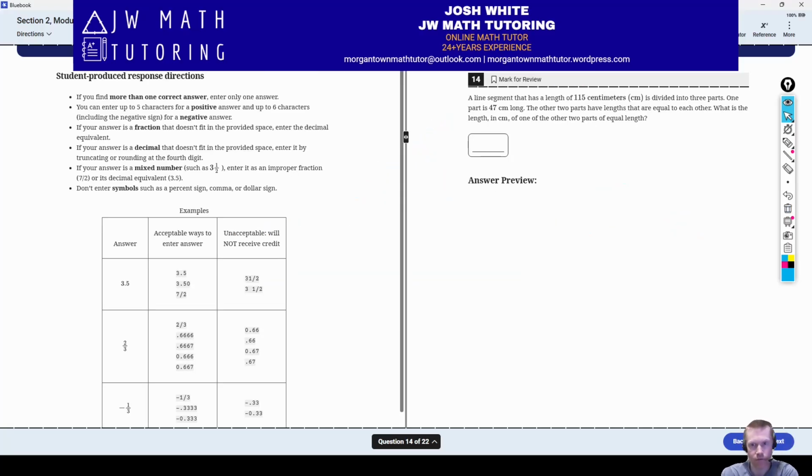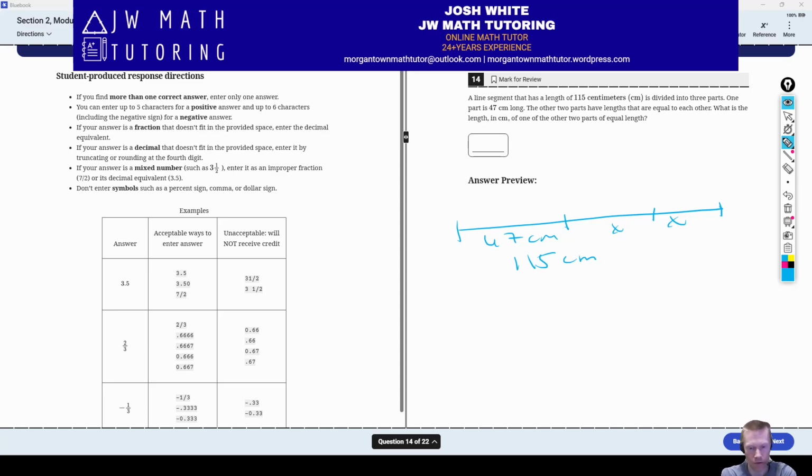Next, question number 14. You have a line segment here being divided into 3 parts. Basically, the whole thing is 115 centimeters. The first part is 47 centimeters. And then the other two remaining parts are equal. So this is like x and x. What is the length of one of the other two parts of equal length?